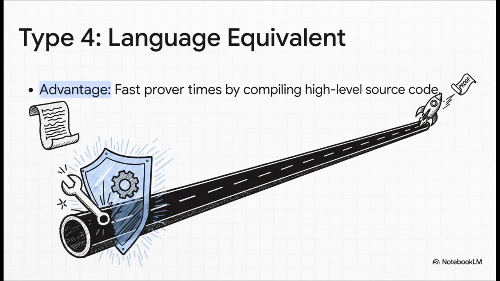And finally, we land on Type 4. These systems go all in on speed. I mean, they completely prioritize it. Instead of trying to prove the clunky, low-level machine code, they take the high-level code that developers actually write, like Solidity, and compile it straight into a language that's built for zk proofs. It's kind of like skipping the middleman. The result is just incredibly fast proof generation, but the trade-off is that it can break compatibility with some of the developer tools that expect that lower-level stuff.